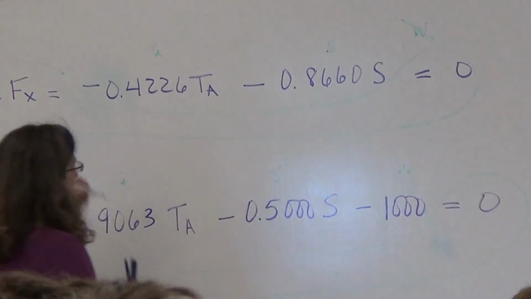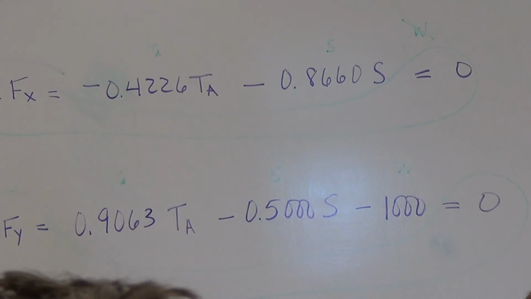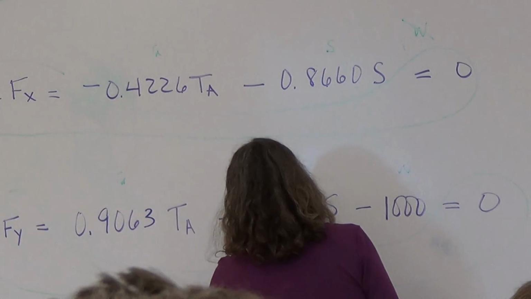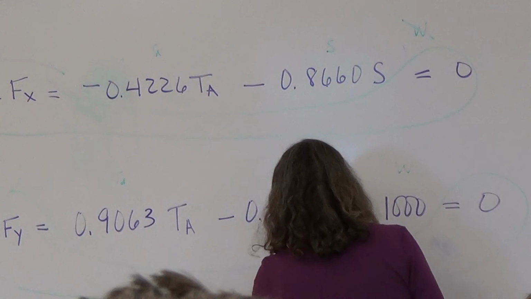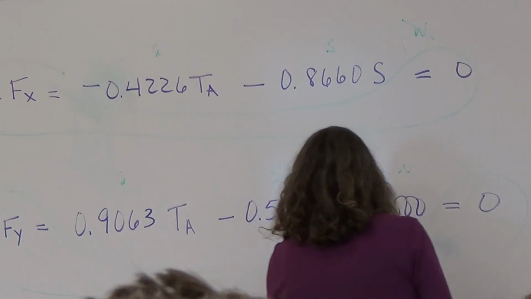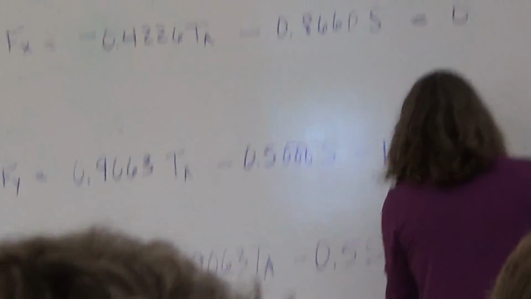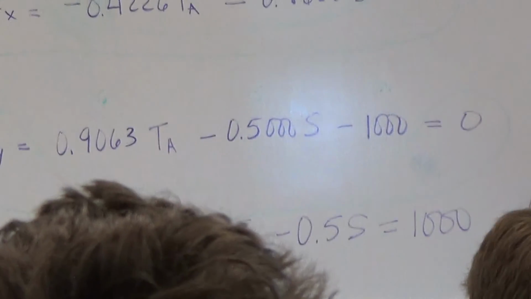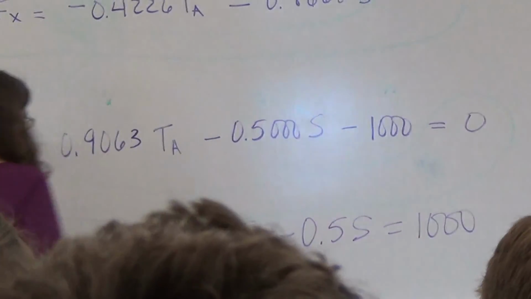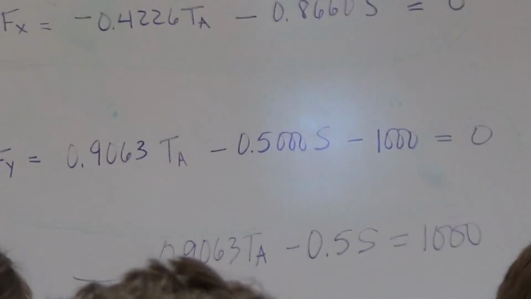Sum of the forces equal to 0. Then, after you write that, if you want, you can say 0.9063 TA minus 0.5 S is equal to 1,000. You could say it then, but notice, what did I not put here? I didn't say sum of the forces.